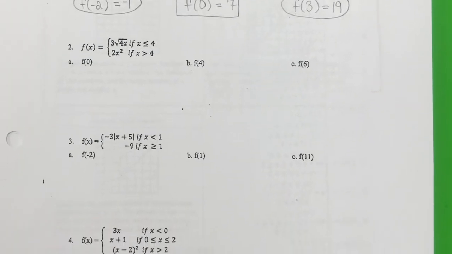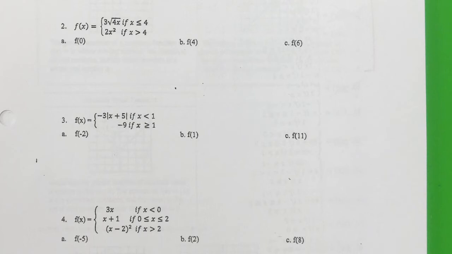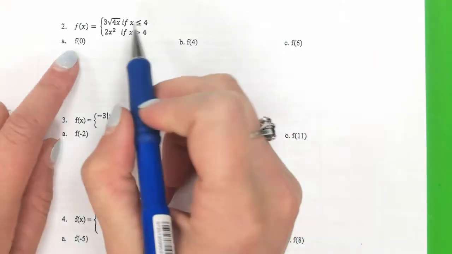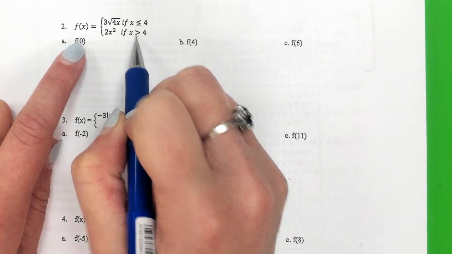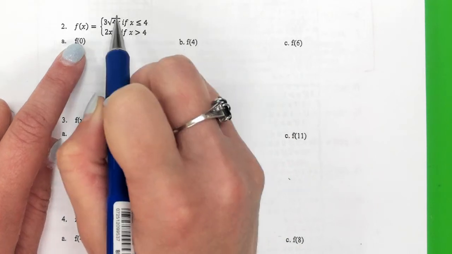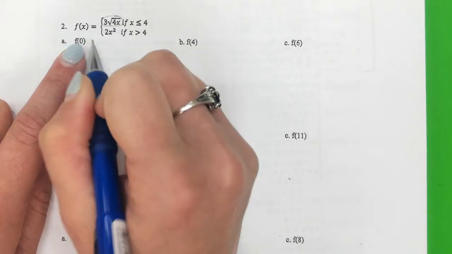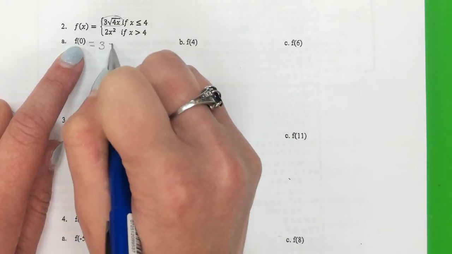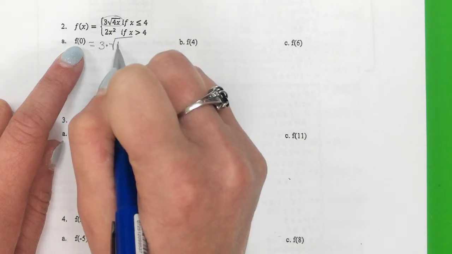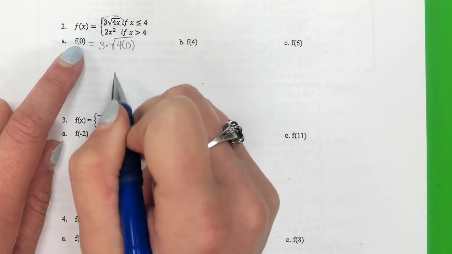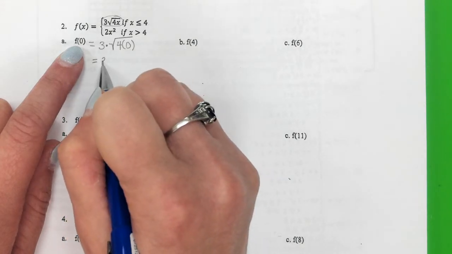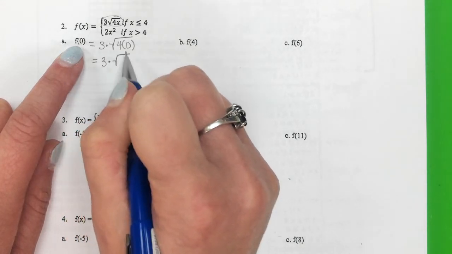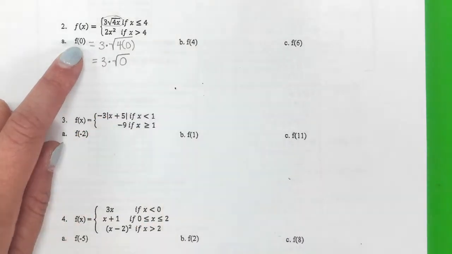All right, number 2, same thing. All right, so we have 0. 0 is less than or equal to 4 or greater than 4. And 0 is less than 4. So we're going to plug it into this one right here, okay? Do not let this freak you out. It's 3 times the square root of 4 times 0. All right? You could literally plug that in your calculator if you wanted, but let's work it out. That's 3 times the square root of 4 times 0 is 0.